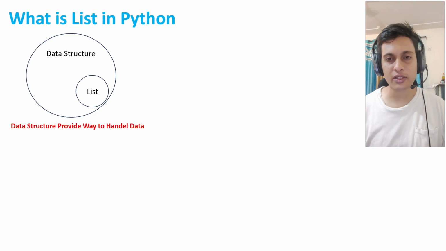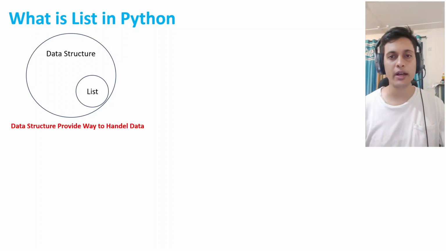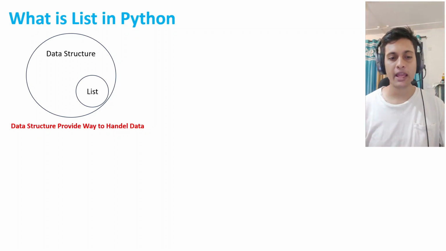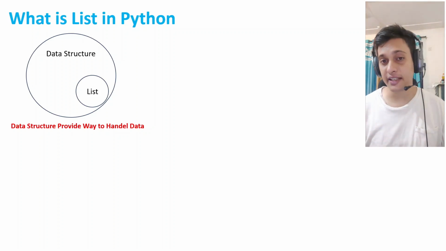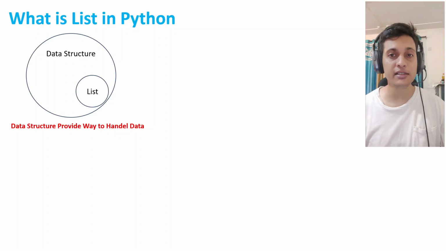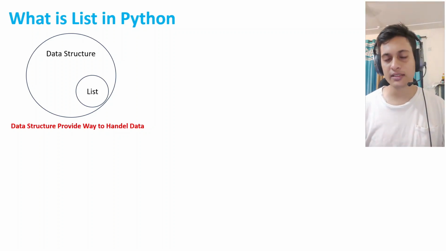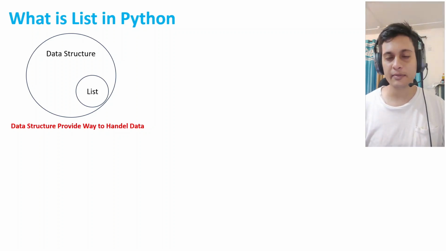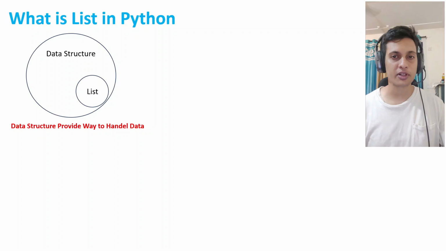This data structure actually provides you a way to handle your data effectively or efficiently. And this list comes inside the data structure. It means list is also used to handle your data efficiently. Just to understand this list, let's take a very simple example of your Python program.